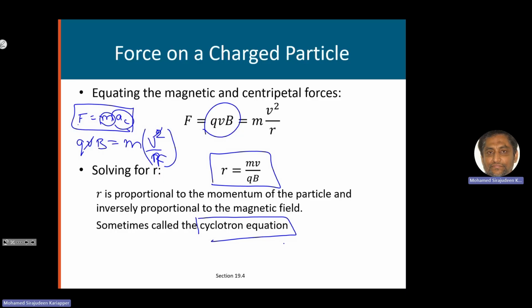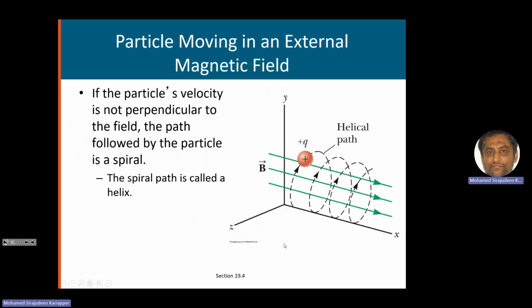So you can see this radius of the circle is proportional to mv. mv, we remember, is momentum. Mass times velocity is the momentum. So r is proportional to the momentum of the particle and inversely proportional to the magnetic field and also the charge of the charged particle. So this is an important equation. It has many practical applications in an experiment called the cyclotron. Right. So this also comes in so many other applications.